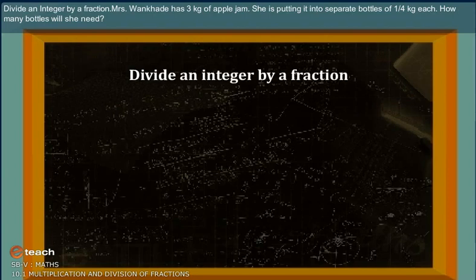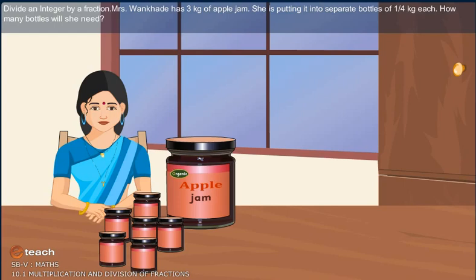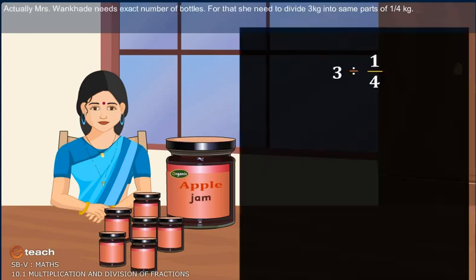Divide an integer by a fraction. Mrs. Wankhede has 3 kg of apple jam. She is putting it into separate bottles of 1 by 4 kg each. How many bottles will she need? Actually, Mrs. Wankhede needs the exact number of bottles. For that, she needs to divide 3 kg into same parts of 1 by 4 kg.